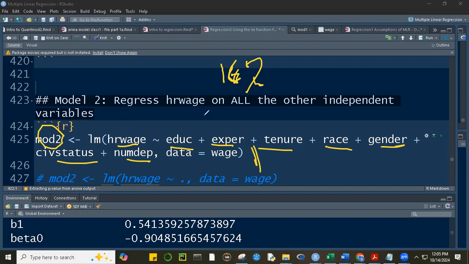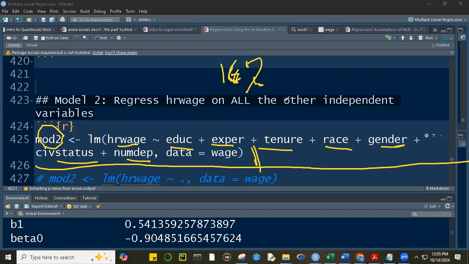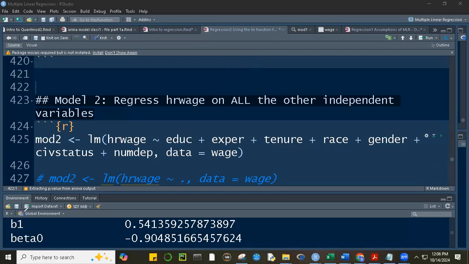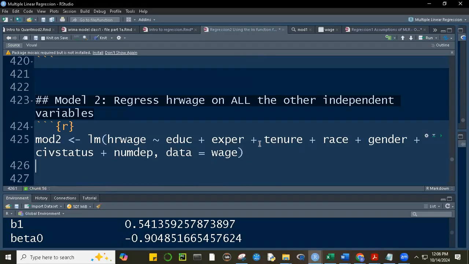So sige, class, regress hourly wage on all the other independent variables. I want you to write that one. Okay, ito po yung ngayon ng bagong new code chunk. And then please tell me what happened when you run this. So model 2, no? And then i-summary natin, class. Model 2. Okay, and run this.